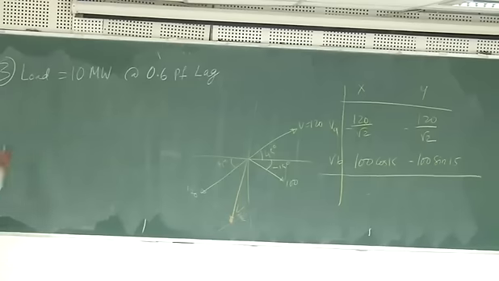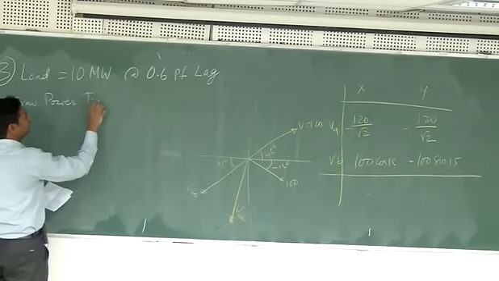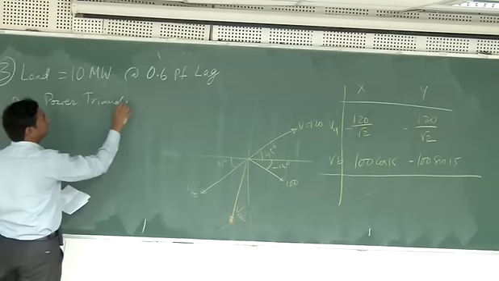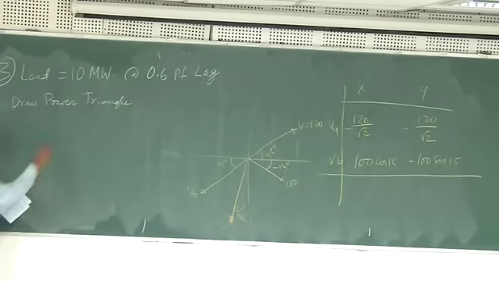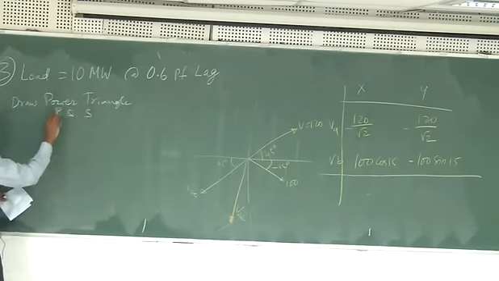So the question is: draw the power triangle. What is a power triangle? It is nothing but showing P, Q and S: active power, reactive power and apparent power. There is a triangle which shows all of them. That is the power triangle. You have to draw the triangle.